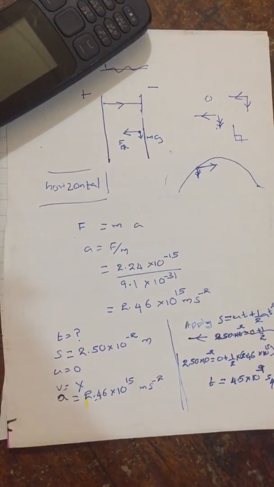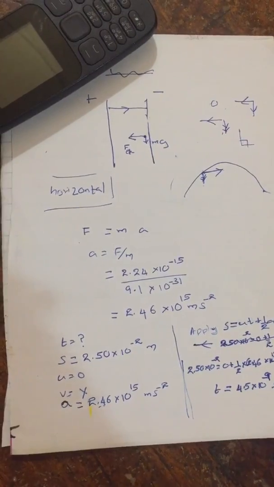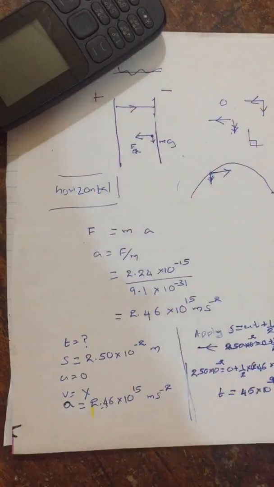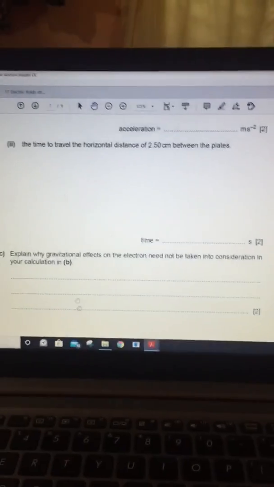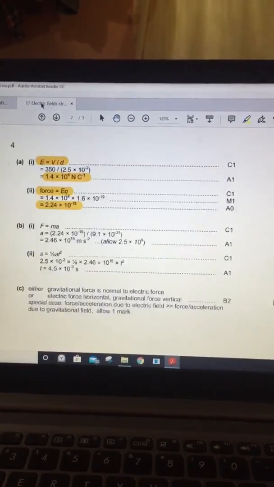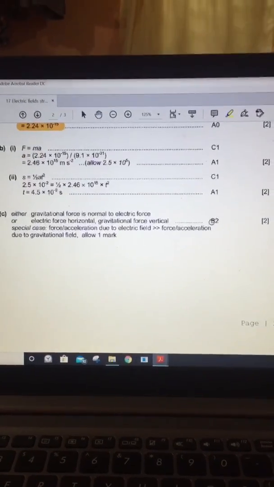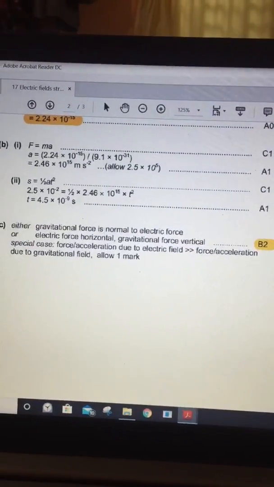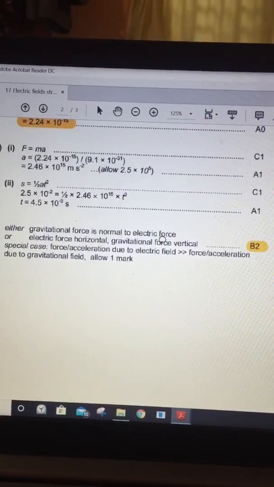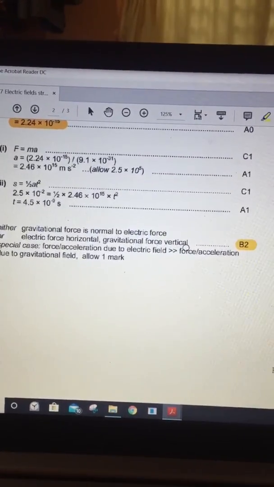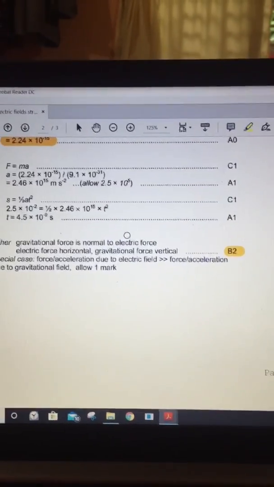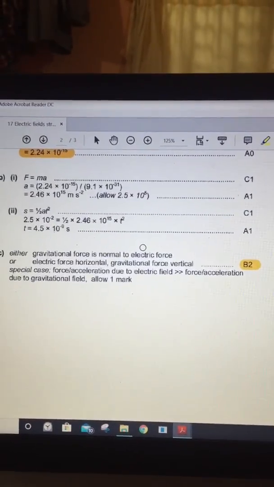Now it is quite confusing because the idea that electric force and gravitational force are perpendicular looks like only one point, but if you look at the mark scheme, it is that one point which scores both the marks. Gravitational force is normal to electric force, or electric force horizontal, or gravitational force vertical. So there's only one idea, but that one idea is given both the marks.